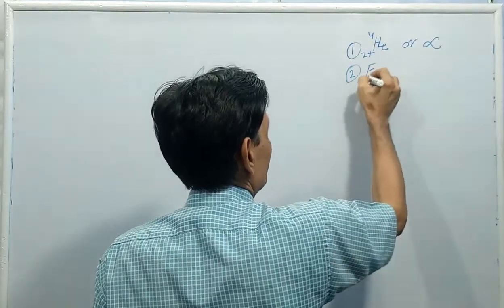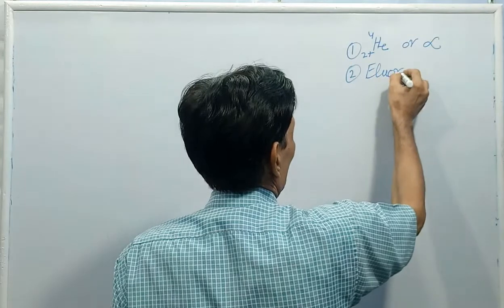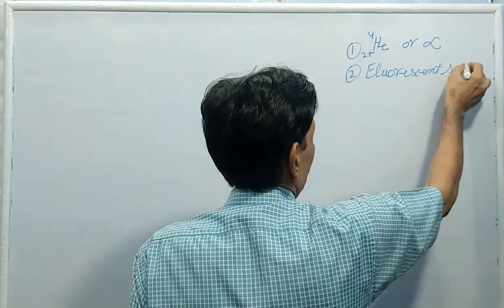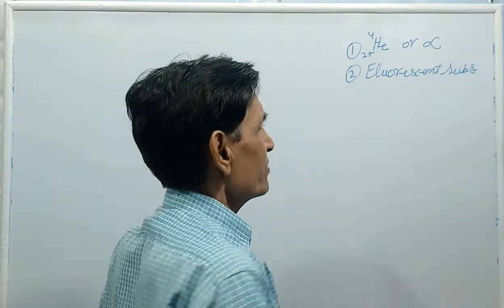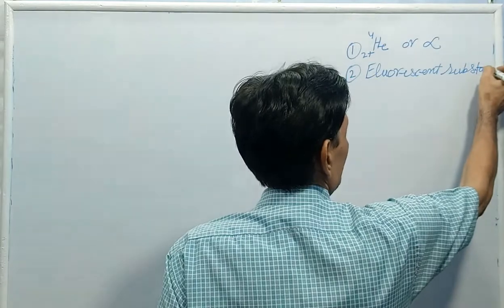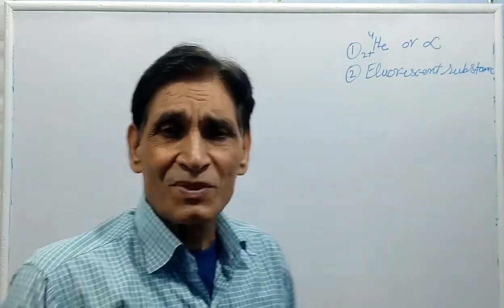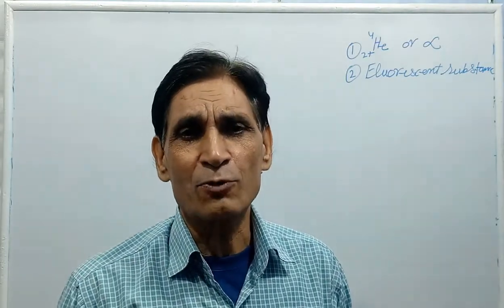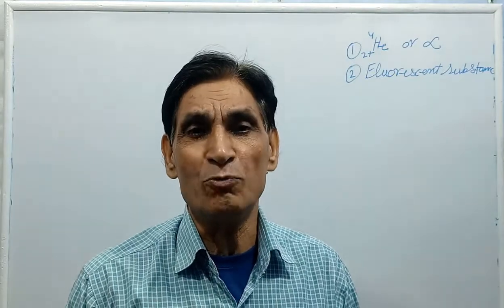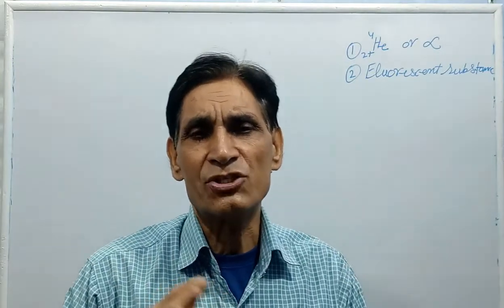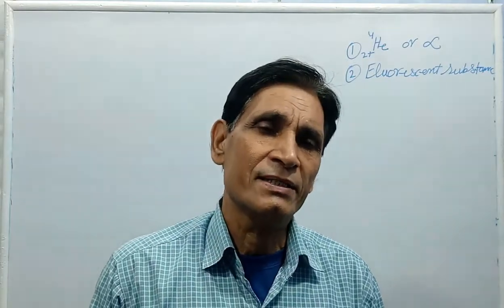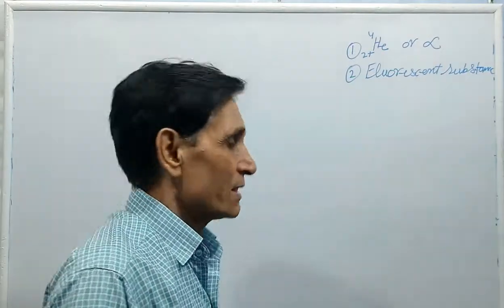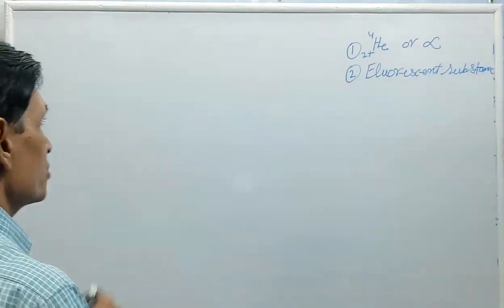fluorescent material. Fluorescent substances are those substances which convert kinetic energy to light energy. They produce fluorescence, a flash of light, illumination when an alpha particle strikes the substance. And these are some important points which I am going to use. Now let us see the alpha scattering experiment.